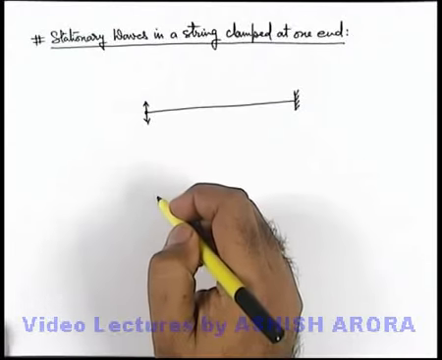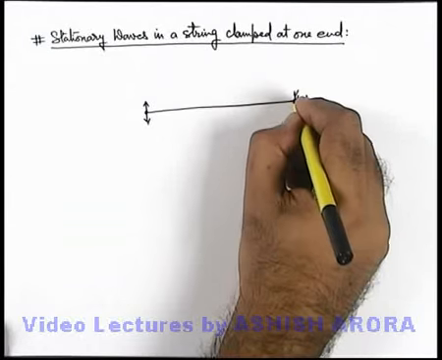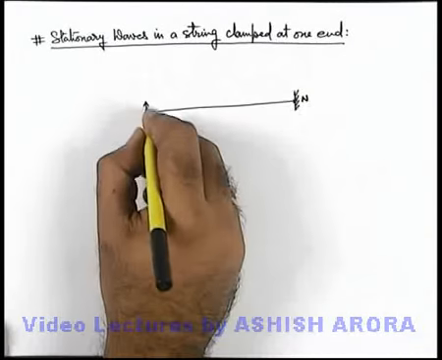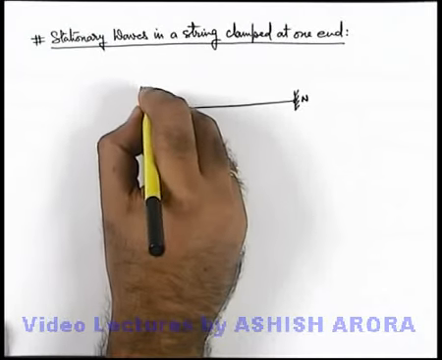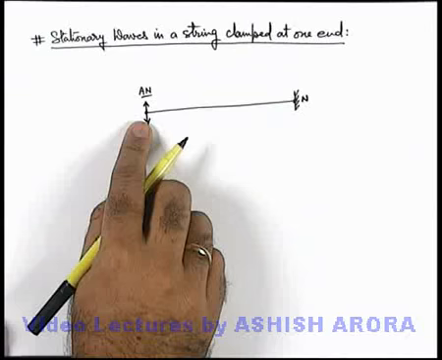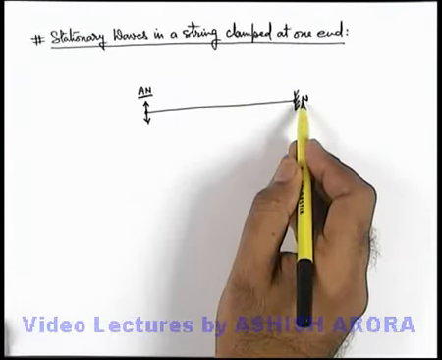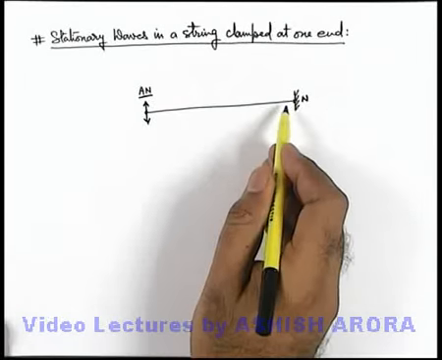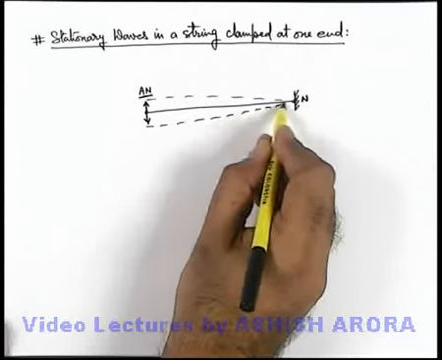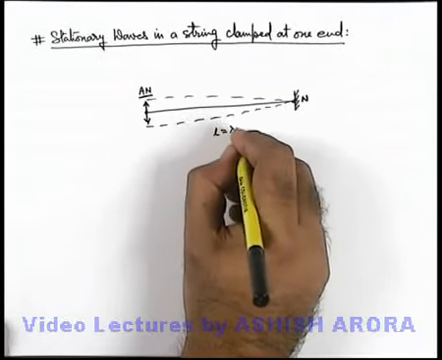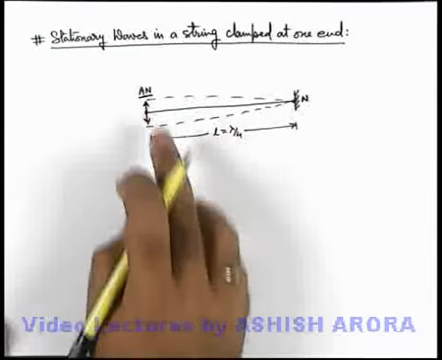But the condition of stationary wave formation here will be that a node must be produced at the clamped point as it cannot oscillate, and the point which is being oscillated must act as an antinode as it can never be at rest. Now if this is acting as an antinode and this as a node, the maximum wavelength which can be sustained in the string will be such that the length of the string is equal to lambda by 4, such that these 2 points will act as the closest node and antinode.